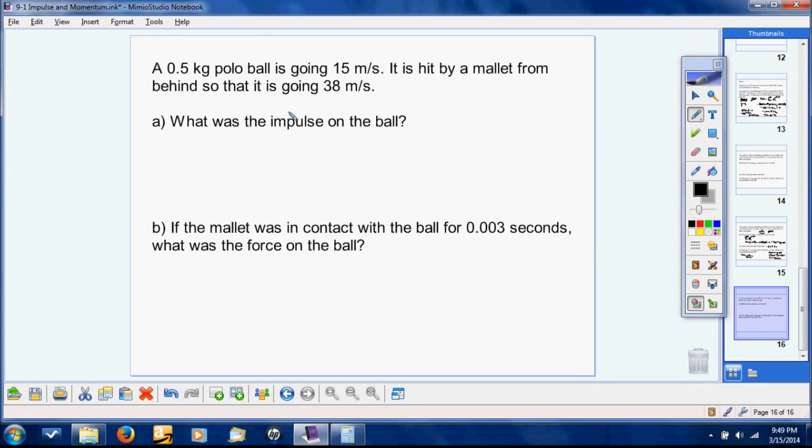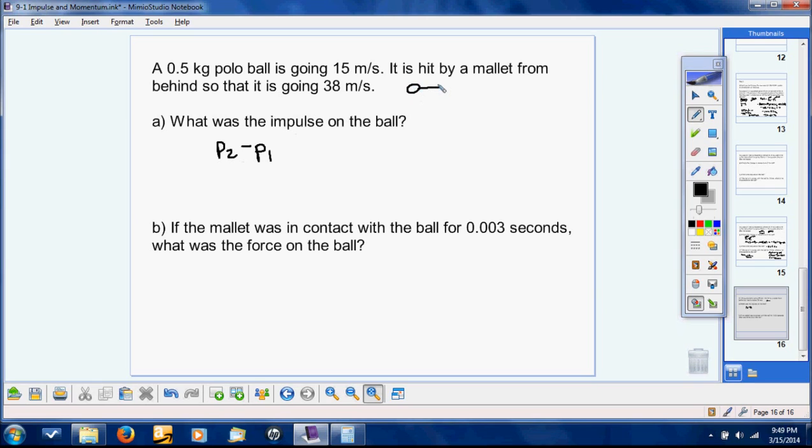Let's say you have a 0.5 kilogram polo ball. Okay, polo is that game where you sit on the horse and you hit it with that mallet, and it's going 15 meters per second. It's hit by a mallet from behind, so it's going 38 meters per second. We want to find out the impulse on the ball. Okay, now this time it doesn't ask that sub-question, but remember, impulse can actually equal P2 minus P1. Okay, so P2, the later one, minus the earlier one.